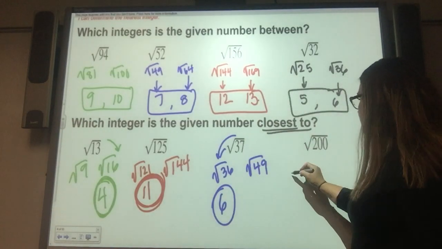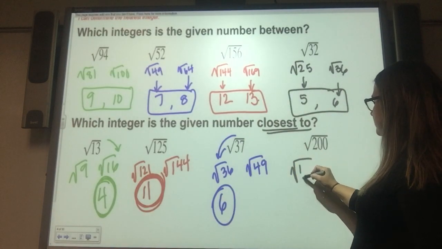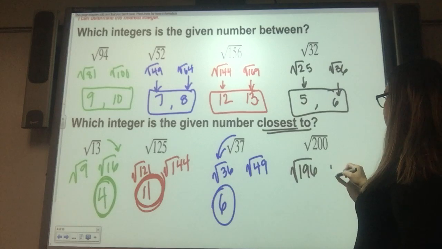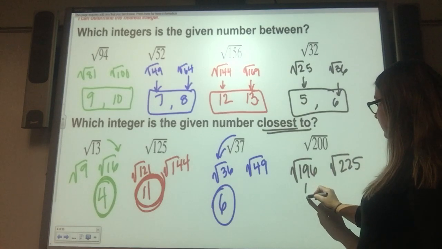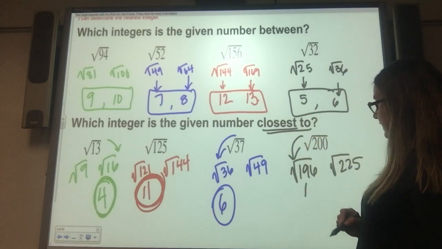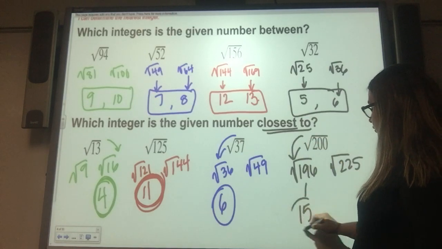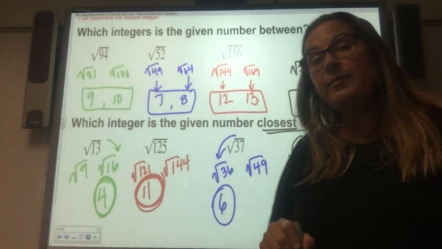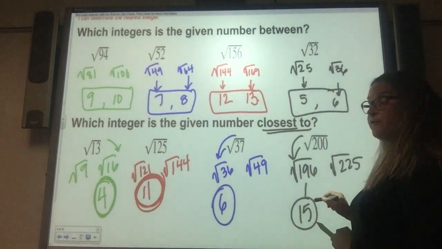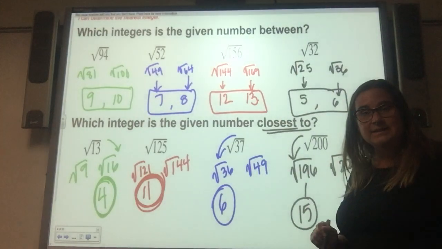And the last one, the square root of 200 is between the square root of 196 and the square root of 225. It's closer to 196. So the square root of 200, if you type that in your calculator, is going to be closer to 15 than it will be to 16.